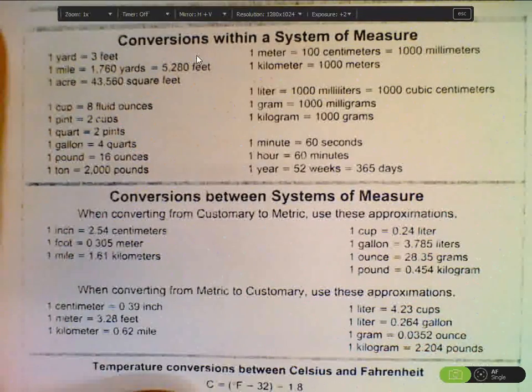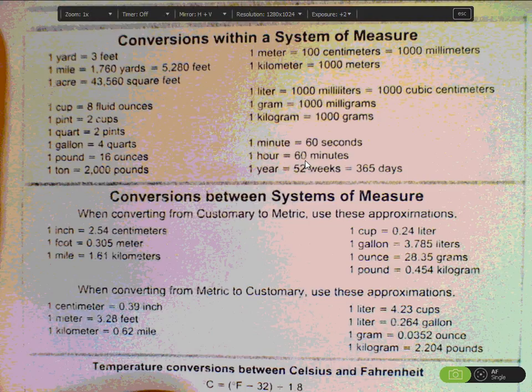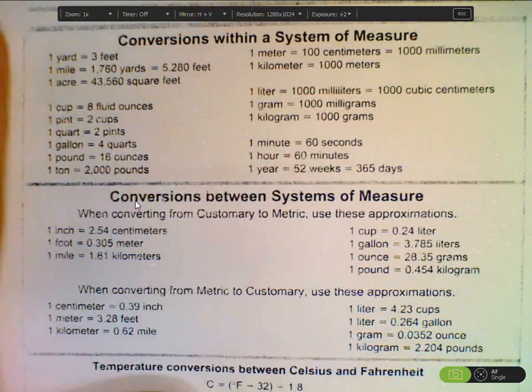Remember that for conversions within a system, you use these conversions up here. Over here is our customary to customary conversions. Over here is our metric to metric conversions, and then here are our time conversions. For conversions between systems, if we're changing from customary to metric, we will want to use these conversions here. And if we're changing from metric to customary, we want to use these down here.